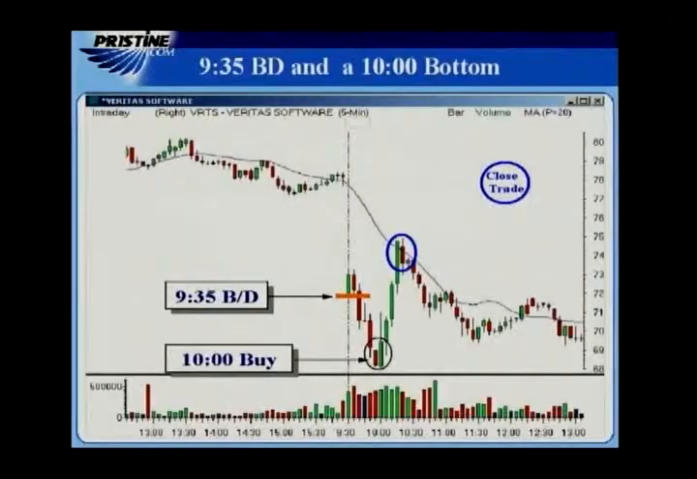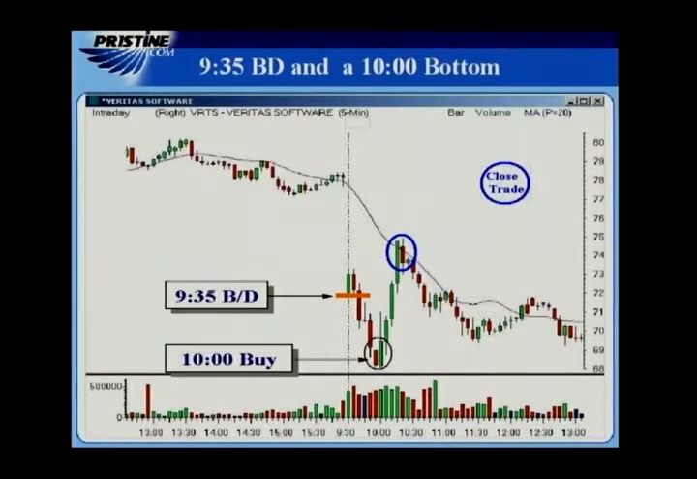If the stock breaks below the low established during the first 5 minutes of trading, the assumption is that it will drop all the way back into 10 o'clock. So the object is to take advantage of this micro move, break out to the upside or break down to the downside right into 10 o'clock. In this case, VRTS opens up a little shy of 72, establishes its first 5-minute high and low.